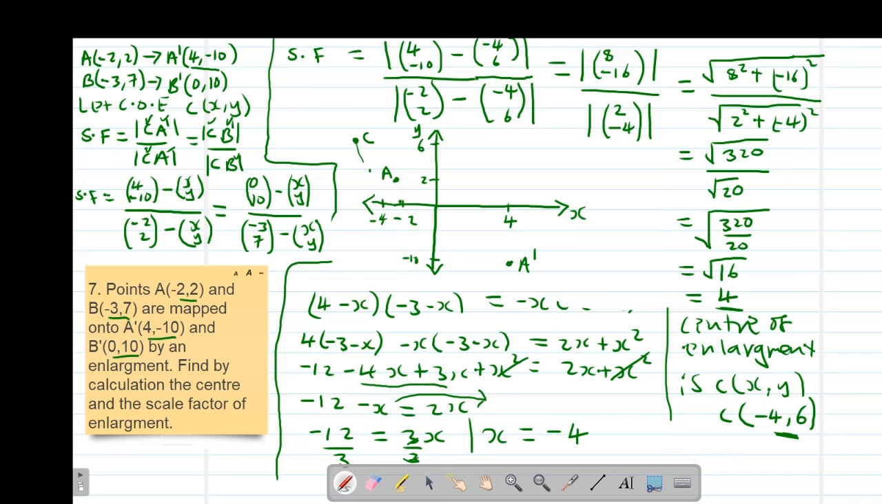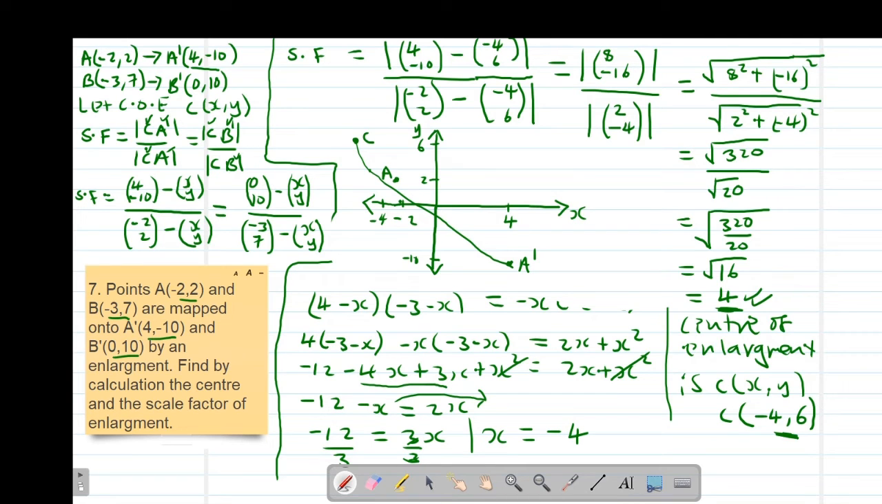So clearly you can see that if you join these three, A and A prime are on the same side of the center of enlargement. Therefore, it means that the scale factor was positive. Therefore, the scale factor was positive 4. Otherwise, if this center was in between point A and its image A prime, then that indicates that the scale factor will be negative for that particular case.